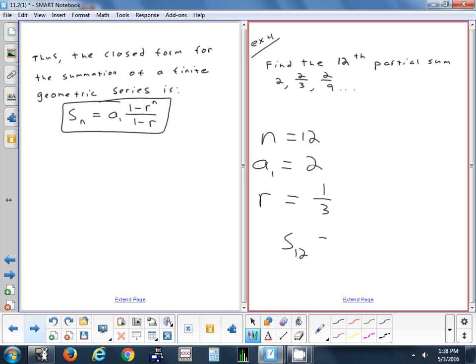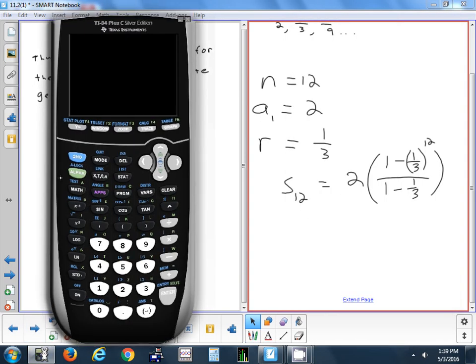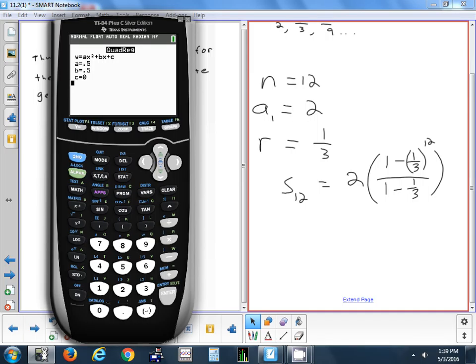So the 12th partial sum is going to be 2 times 1 minus 1/3 to the 12th divided by 1 minus 1/3. Let's see what we get. Wait, how do you get n is 12? Because they told me to find the 12th partial sum. All right. 1/3 to the 12th power. What kind of number is that going to be? Really small. It's a third times a third times a third, 12 times. So when I do 1 minus 1/3 to the 12th, I'm going to be subtracting an extremely small number. So what am I going to get here, you think? Very close to 1, just a little smaller.